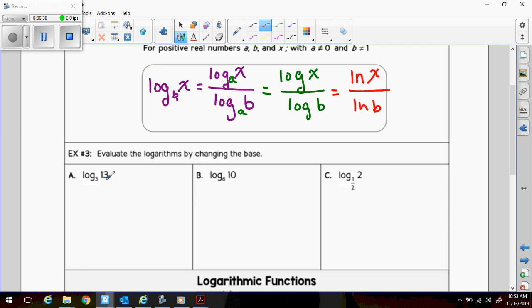So let's try this. We're going to change the base of log base 3 of 13. I'm going to make it a base 10. So I have log of the big, 13, divided by log of the small, the old base was 3.